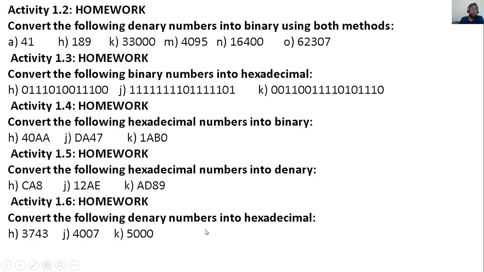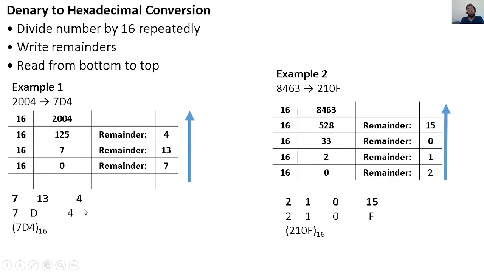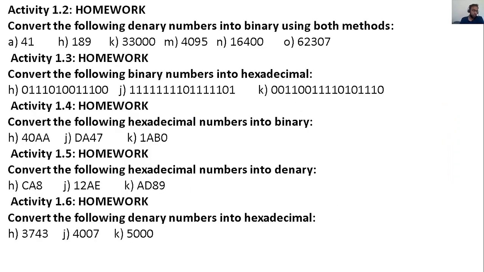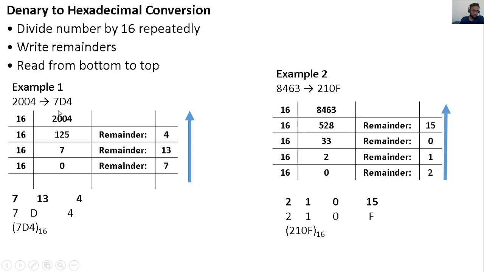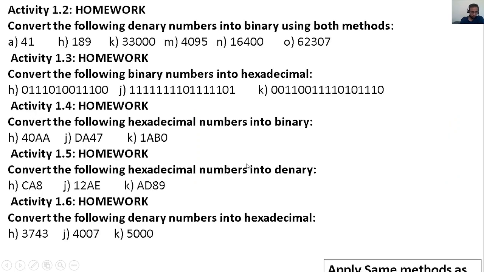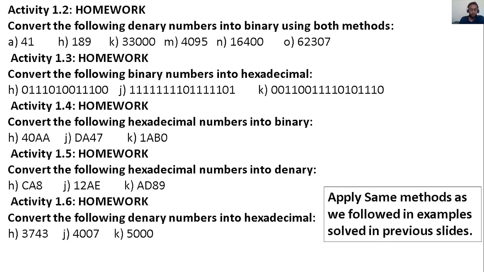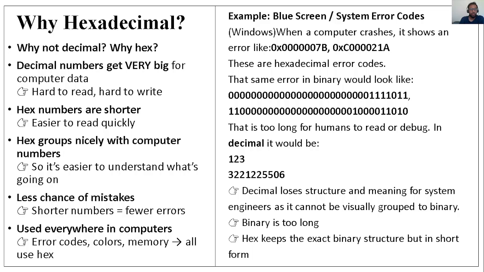Converting the following denary number into hexadecimal, you follow these steps. Divide by 16. Suppose you have 5000, you divide 5000 by 16, you get some value, and you keep on doing that until you reach 0. So apply those same methods, and you will get the result.